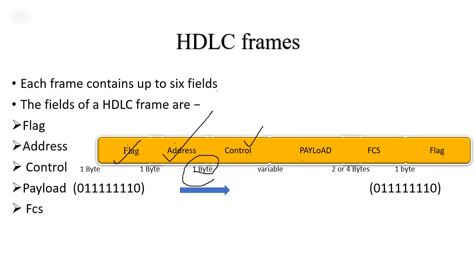Now, control field. It is 1 byte or 2 bytes containing flow and error control information. Payload. This carries the data from the network layer. Its length may vary from one network to another. FCS. It is a 2 byte or 4 byte frame check sequence for the error detection. The standard code used is CRC. It is a cyclic redundancy code.